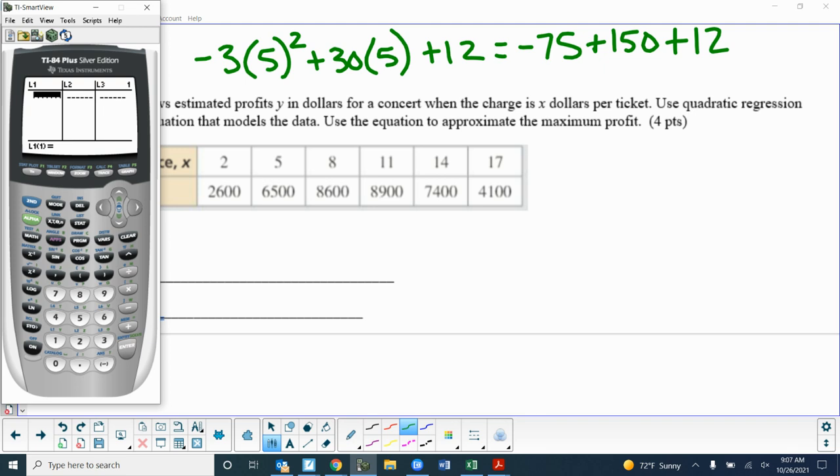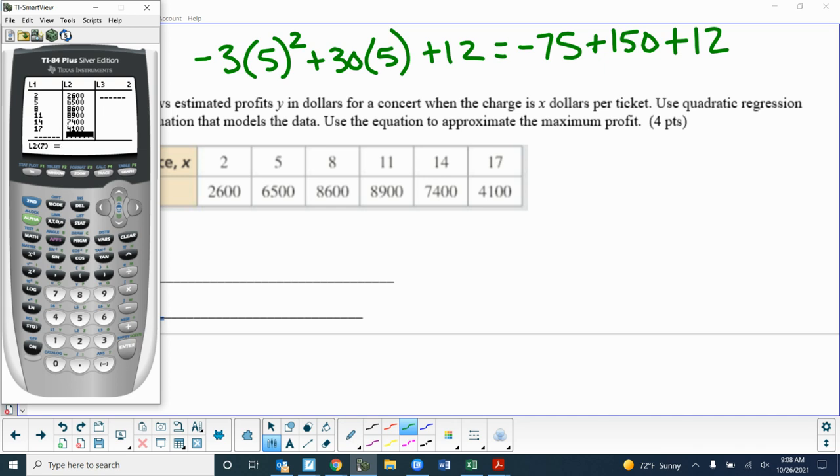and now I have 2 lists ready to go. All right, I'm going to put 2, 5, 8, 11, 14, 17, and then move over and put in your numbers. 2600, 6500, 8600, 8900, 7400, and 4100.